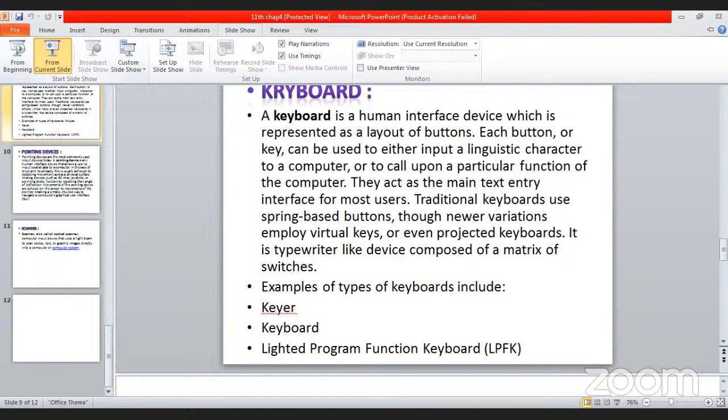आता आपण कीबोर्ड मध्ये पाहिलं तर linguistic characters to a computer or call up a particular function of a computer. They can act as a main text entry interface for most users. So the traditional keyboards use spring-based buttons, though newer variations employ virtual keys or even projected keyboards. It is a typewriter-like device composed of a matrix of switches.